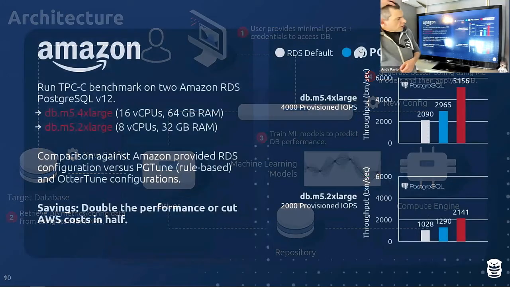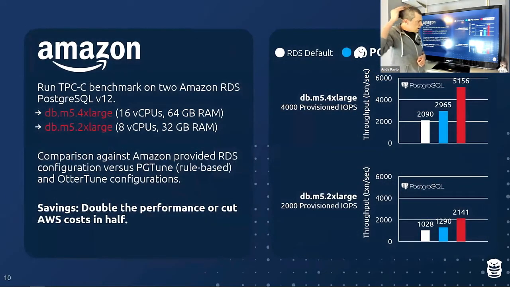So I want to show two quick benchmarks we've done running on Amazon RDS. The first one here is Postgres. We're running TPCC again, and this one here we're going to deploy the Postgres database on two instance types. The first one will be a DB M5 4x large. This is with 16 CPUs and 64 gigs of RAM. We're also going to give it 4,000 provisioned IOPS, and then we're going to have a smaller database which has fewer CPUs and less RAM, and it has half the amount of provisioned IOPS.